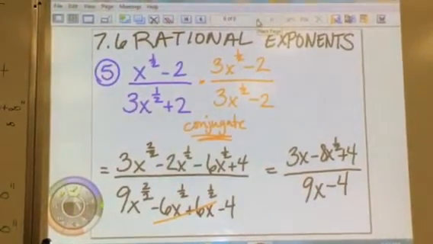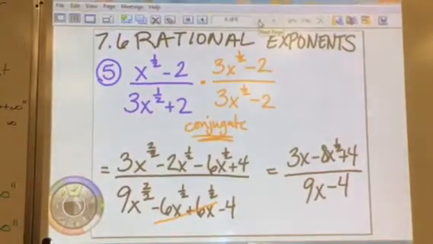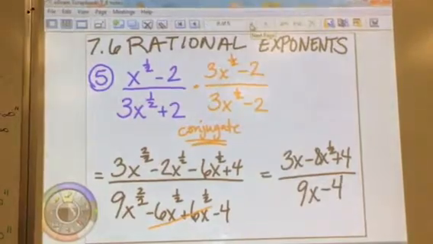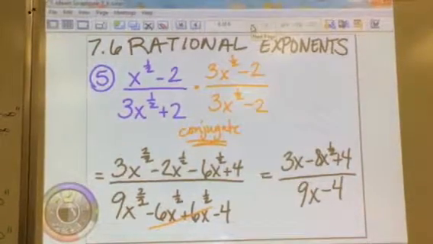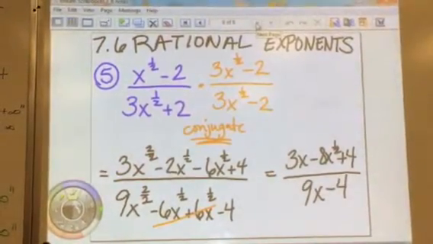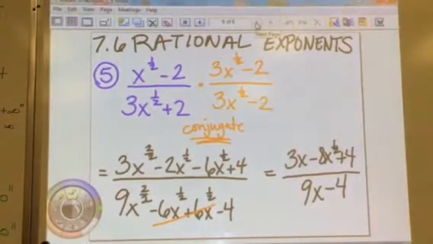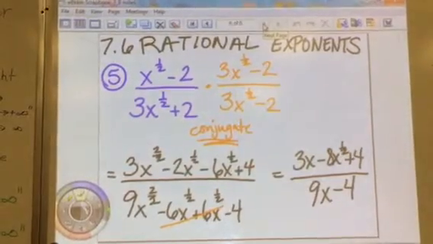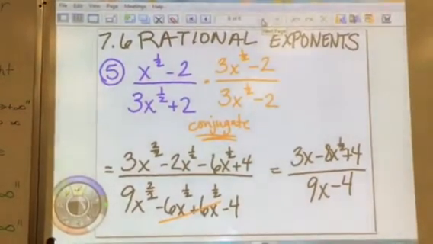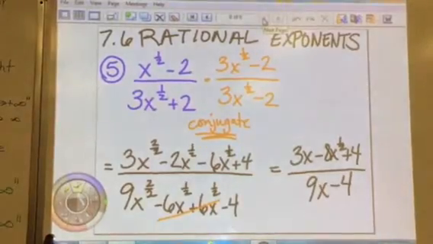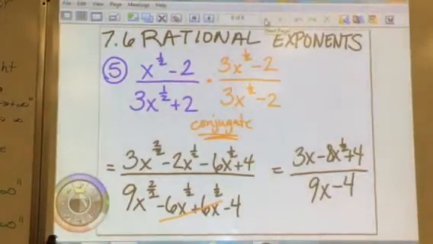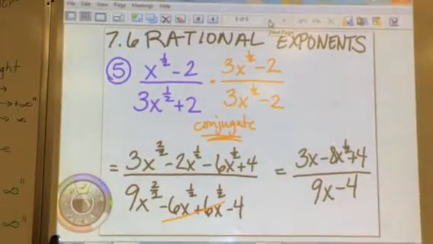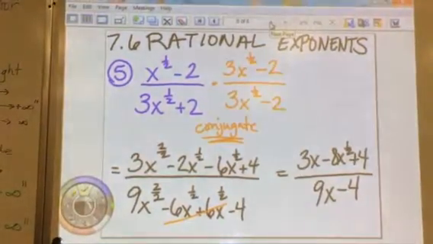And finally, just rationalizing if you have rational exponents at the bottom. Again, you need a conjugate. You keep your two terms. You're changing the sign of the second term. So instead of a +2, you have a -2. And you're multiplying top and bottom. Mathematically what's going on here is you're multiplying your original fraction by a fraction of 1, because that 3x to the half minus 2 over 3x to the half minus 2 is 1. If you multiply by 1, you're not changing anything.